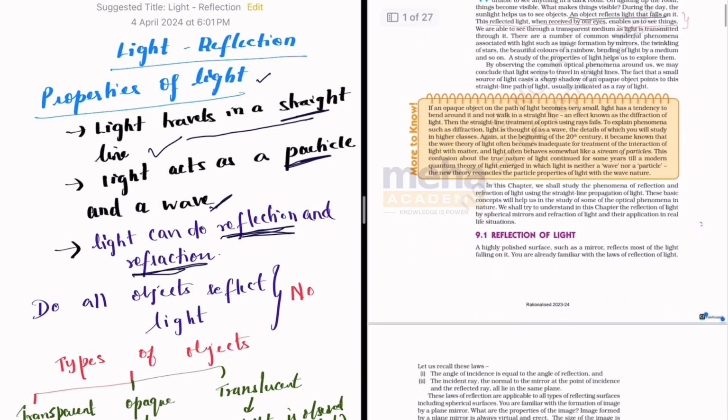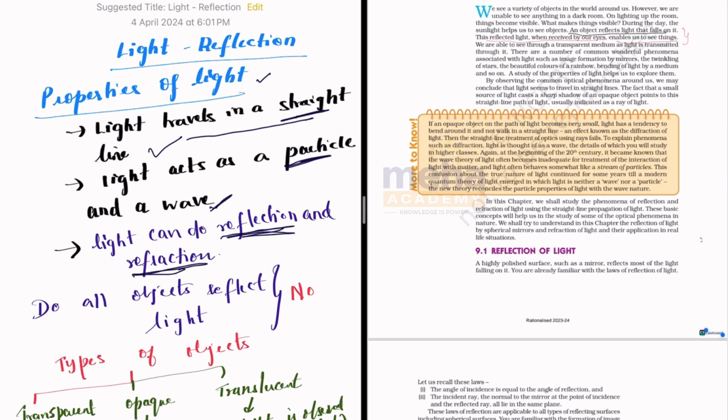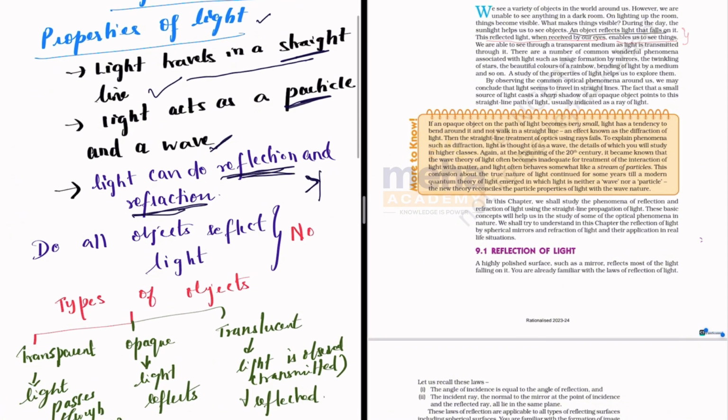So what is reflection? Reflection is when light falls on any object, that light ray gets reflected. We have learnt that the ray which is falling on the object is the incident ray, and the ray which is getting reflected is the reflected ray. Now the question is, do all objects reflect light? The answer is no. Why?